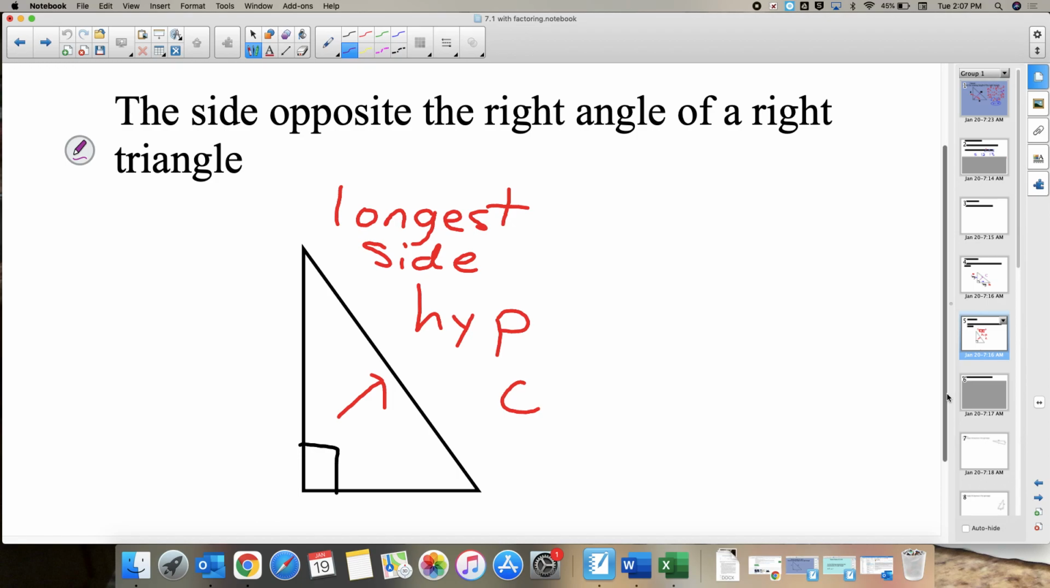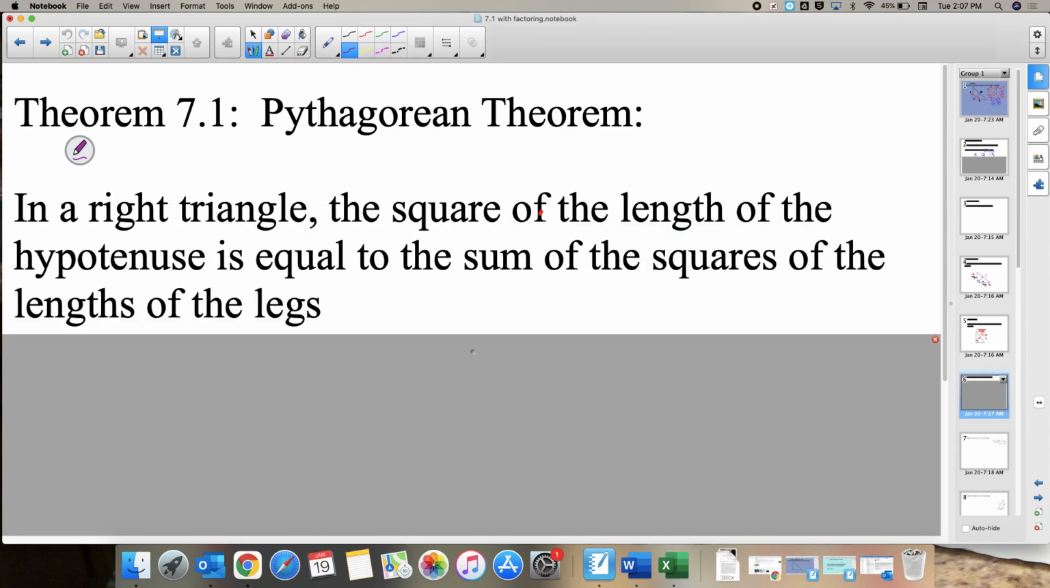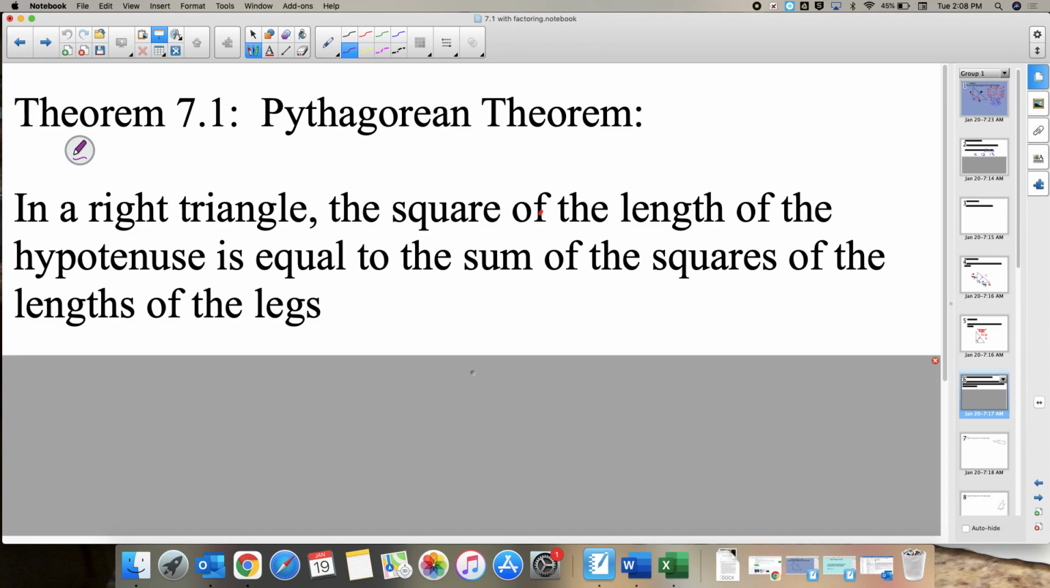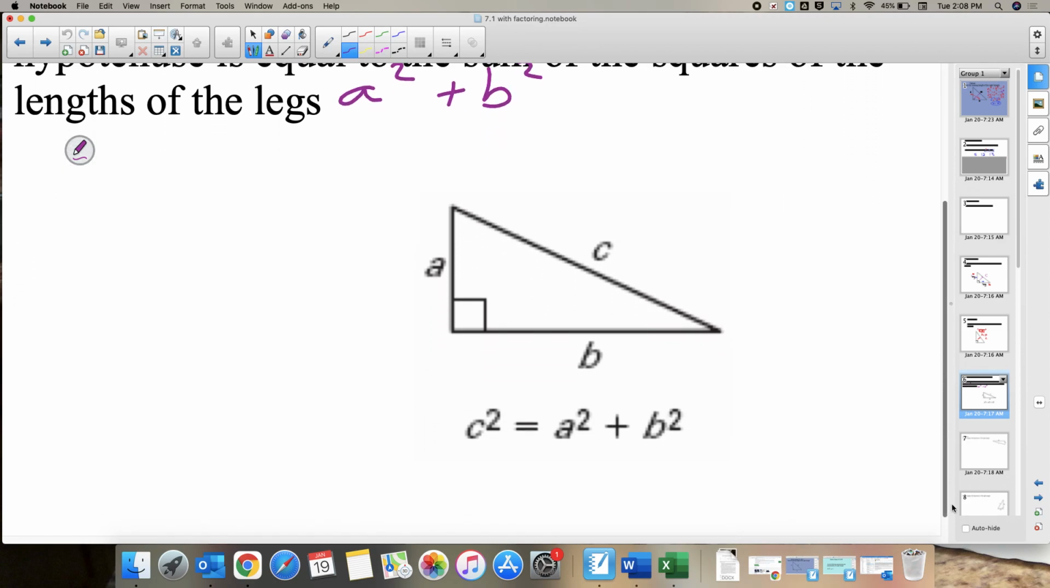That brings us to Pythagorean theorem. The way the theorem is actually written, it says the square of the hypotenuse, so that is our c squared, is what comes first. The square of the length of the hypotenuse, c squared, is equal to the sum of the squares of the legs, that's the a squared plus b squared. So from this point forward, we are not writing it the way we have been in the past. We are going to be writing it as c squared equals a squared plus b squared.